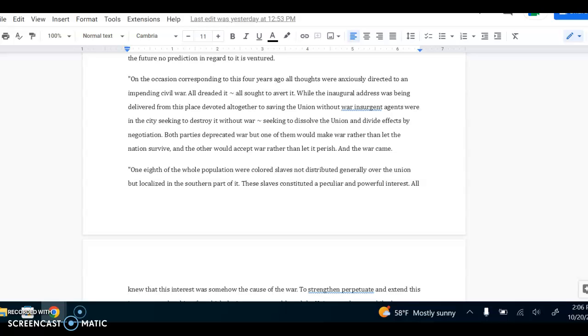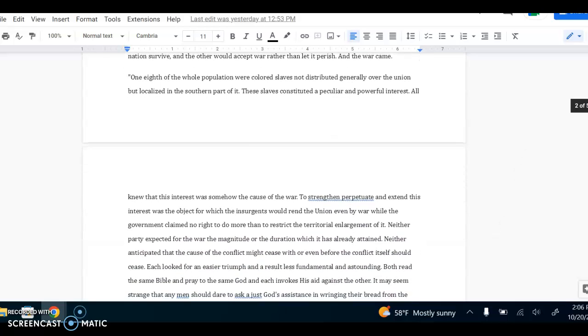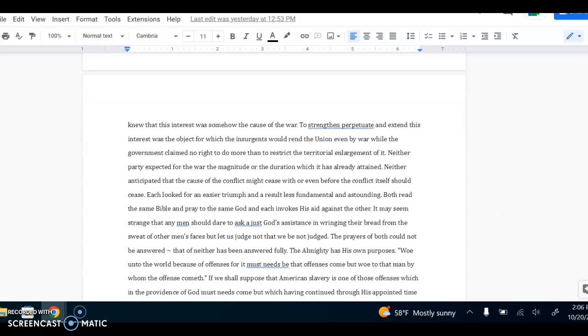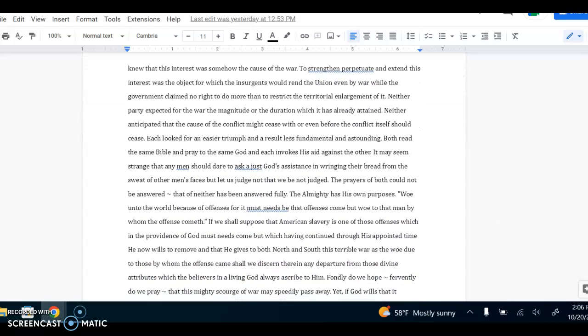And the war came. 1/8 of the whole population were colored slaves, not distributed generally over the Union, but localized in the southern part of it. These slaves constituted a peculiar and powerful interest. All knew that this interest was somehow the cause of the war. To strengthen, perpetuate, and extend this interest was the object for which the insurgents would rend the Union even by war, while the government claimed no right to do more than to restrict the territorial enlargement of it.